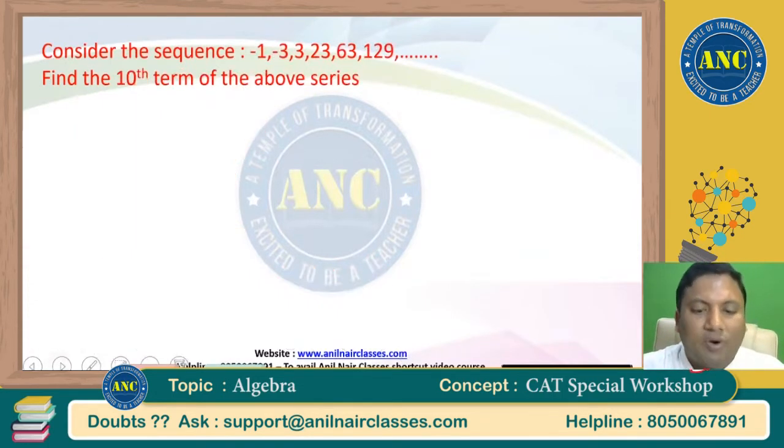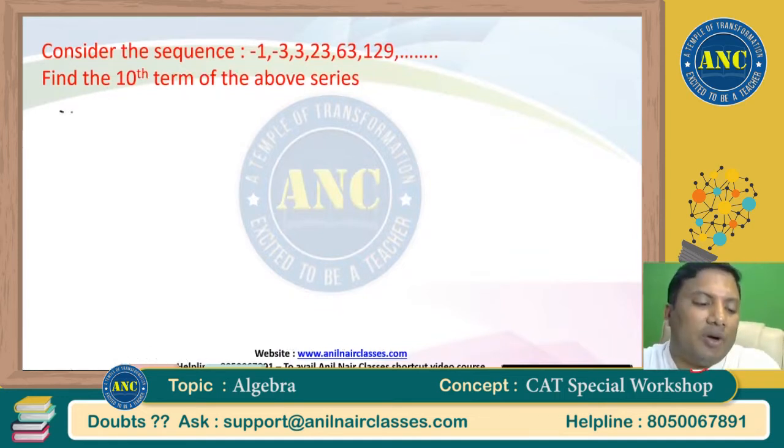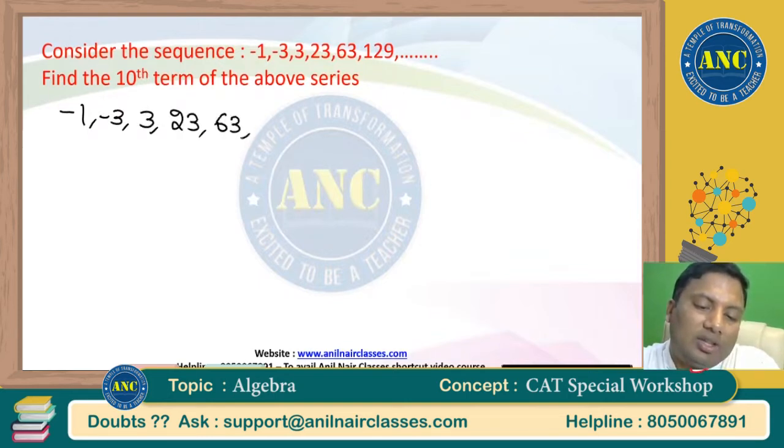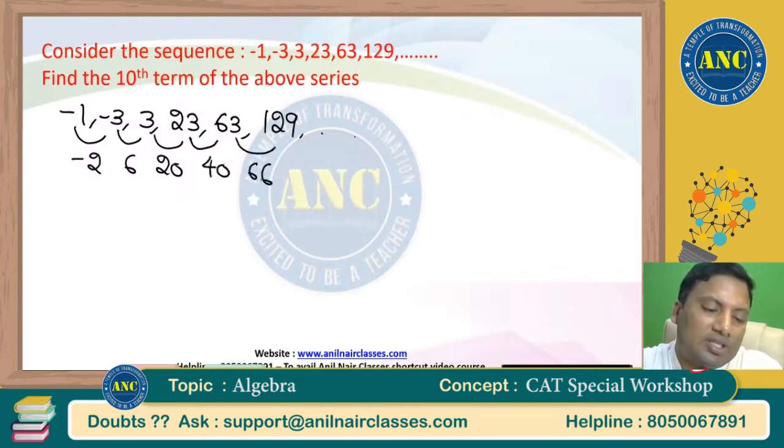Next one, sir, what if it is 3 values, 4 values? Any number you can do it. Minus 1, minus 3, 3, 23, 63 and 129. The first differences are nothing but minus 3 plus 1, it is minus 2, then 6, 20, 40, 66.